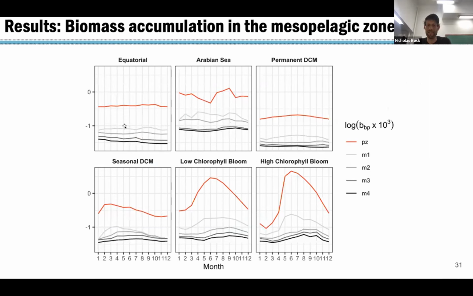And the distance between these lines corresponds to the instantaneous attenuation with depth, or the attenuation in the bbp backscatter signal for an individual profile. And so this highlights productive zone particle stocks to be directly related to particle attenuation, again, for a given profile with depth, especially in the seasonal DCM, the low chlorophyll bloom, or the high chlorophyll bloom biomes.